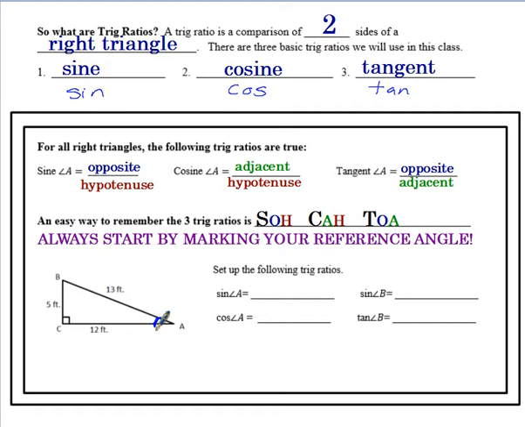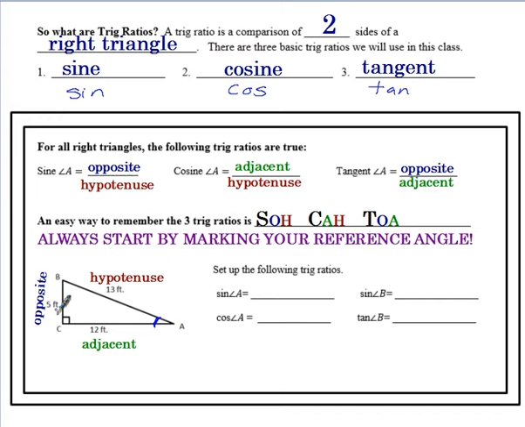And so now the sine of A. From my reference angle, it's important to label my sides. So this is what that looks like. If this is my reference angle, this is opposite, this is adjacent, this is the hypotenuse. So the sine of A is opposite divided by hypotenuse.